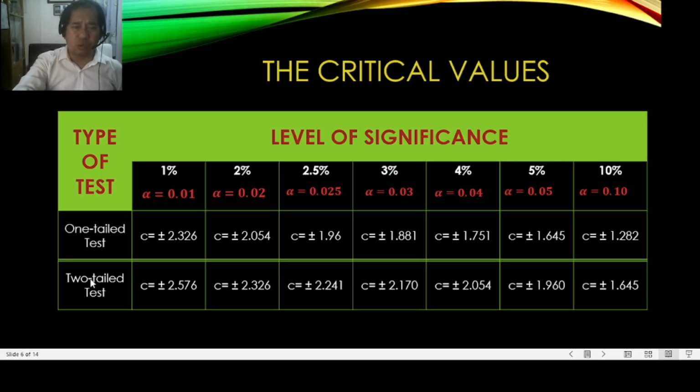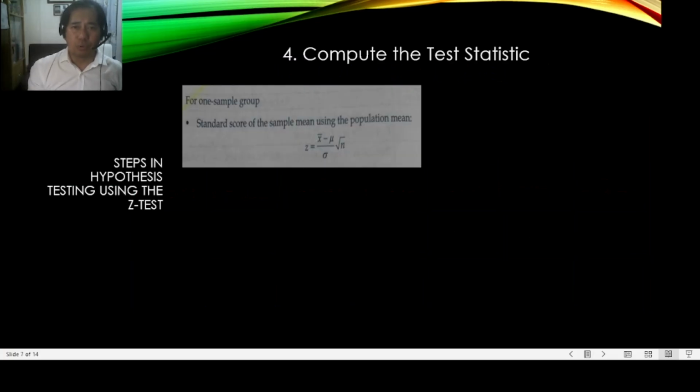So that is the meaning of two-tailed test. Number 4, procedure. Of course, this is already the proper computation. So for one sample group, we have Z is equal to the quotient of the sample mean minus the population mean over the population standard deviation multiplied by the square root of the sample size n. So that is for one sample group.